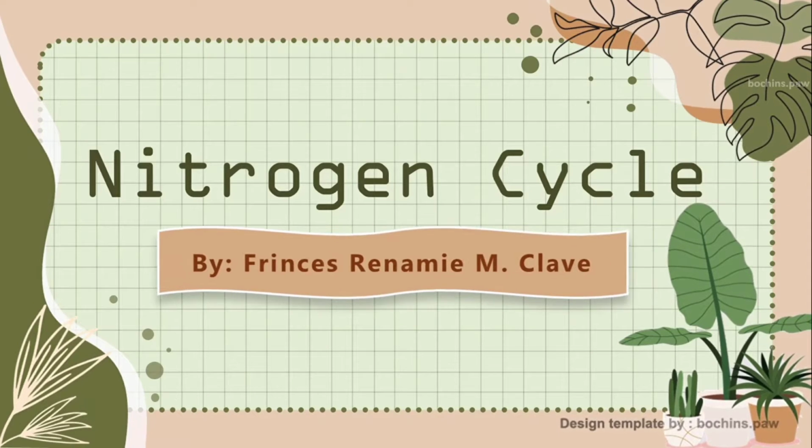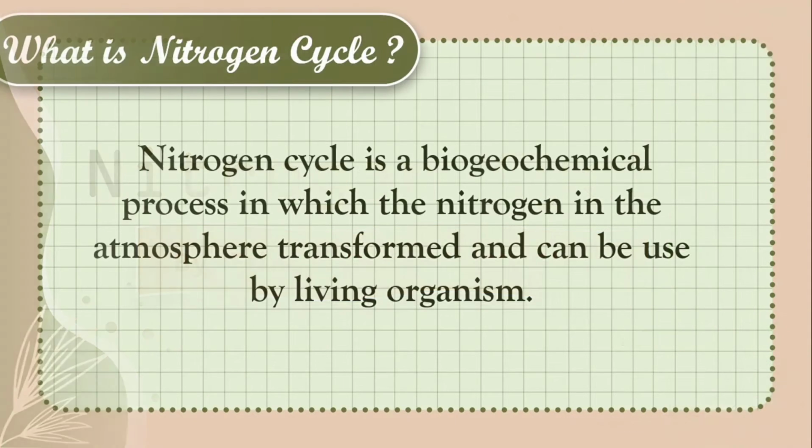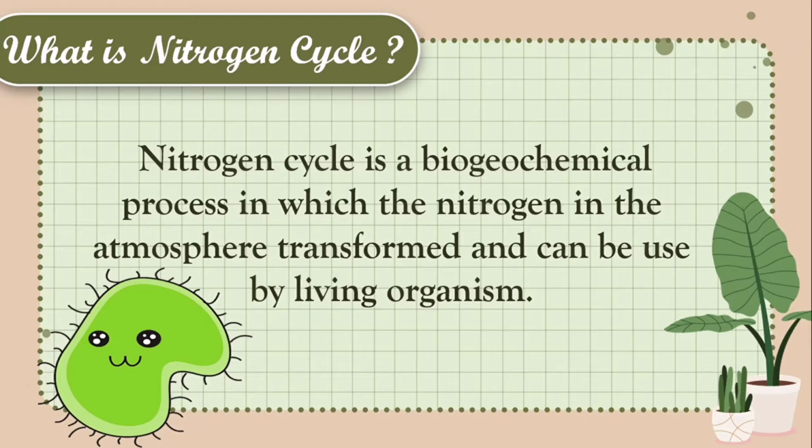Nitrogen cycle. What is the nitrogen cycle? The nitrogen cycle is a biogeochemical process in which the nitrogen in the atmosphere transforms and can be used by living organisms. When we say nitrogen, it can be found in many forms in our environment.